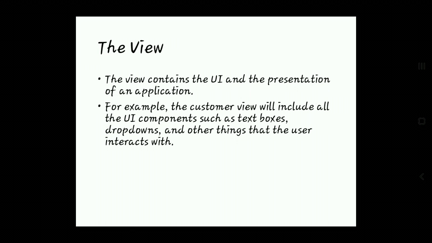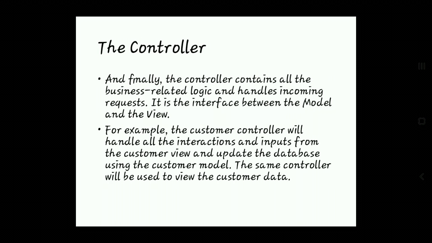Next, the view. The view contains the UI and the presentation of an application. For example, the customer view will include all the UI components such as text boxes, drop-downs, and other things that the user interacts with. And the last part, or the third part, is the controller.